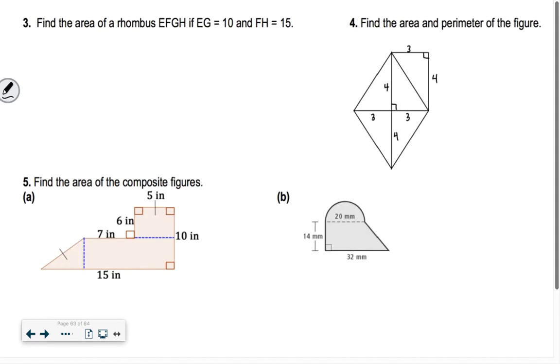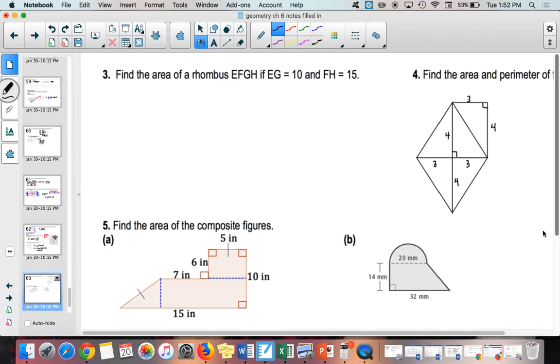All right, so let's try these next ones. You guys try 3, 4, and then 5, A and B. So see if you guys can get them.